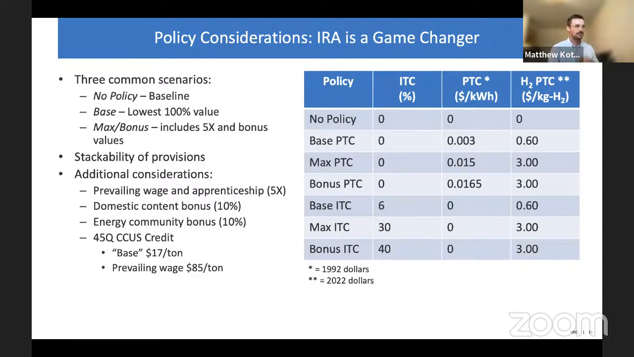And then, as I mentioned before, we have other additional considerations, such as your prevailing wage, your different domestic content bonus credit, which is sourcing materials made in the US, steel, and then your energy community bonus credit as well. And then the last point there is your carbon capture, utilization, and storage credit. We've got that one mentioned there, but we can talk about that more in a few slides.